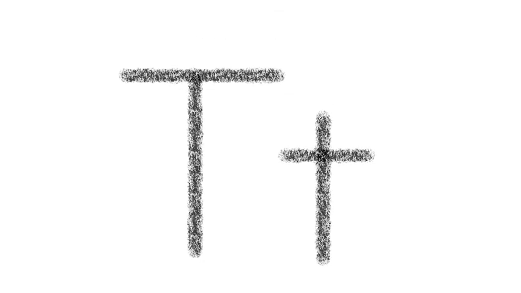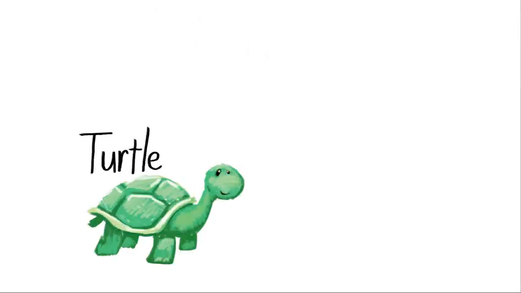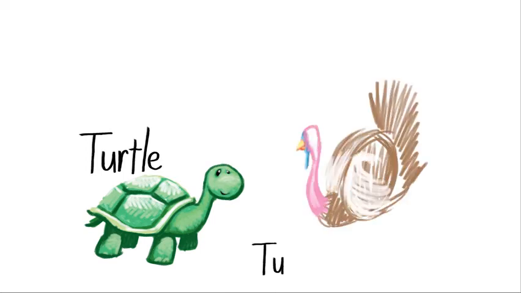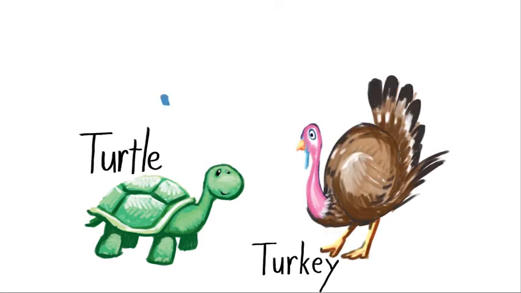To make lowercase T, start right here, go down, and a little bit above the middle, do another line. Some words that start with the letter T are turtle, hello, turkey, tennis racket.